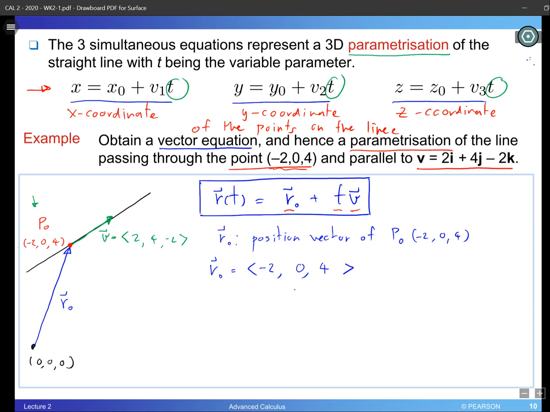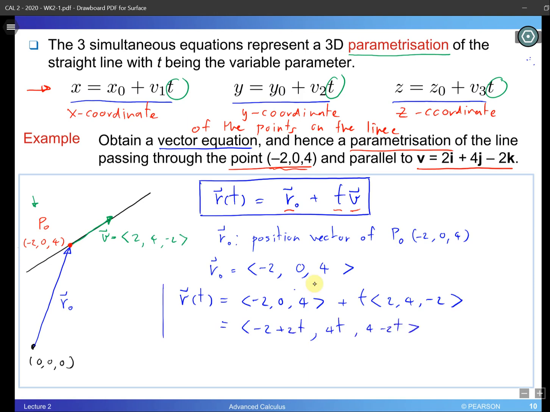Now that we have everything, let's put them into the equations. So I have this vector r of t equal to the first vector r0, minus 2, 0, 4, plus t, which is supposed to be a variable, so leave it like that, and then vector v, 2, 4, minus 2. You can choose to leave it like this, or you can combine them to be in this form. The first component, minus 2 plus 2t. Next component, 0 plus 4t, so it's just 4t. And then the next component, 4 minus 2t.